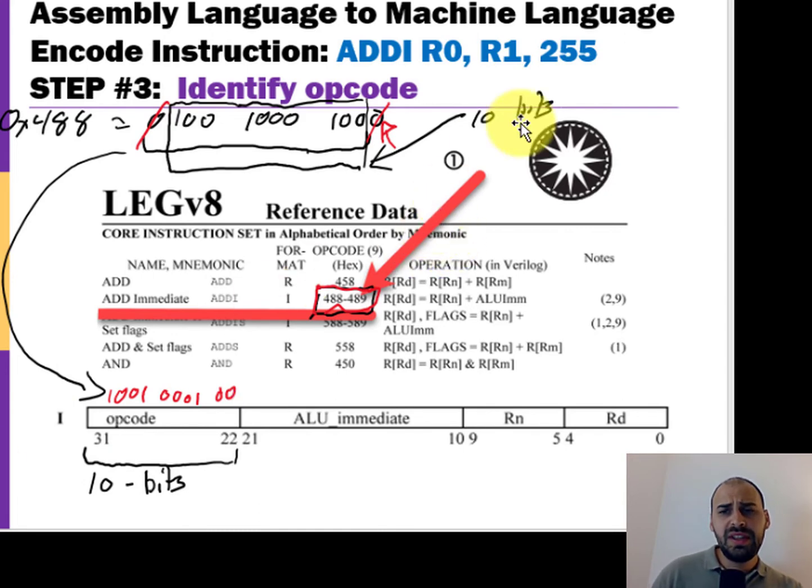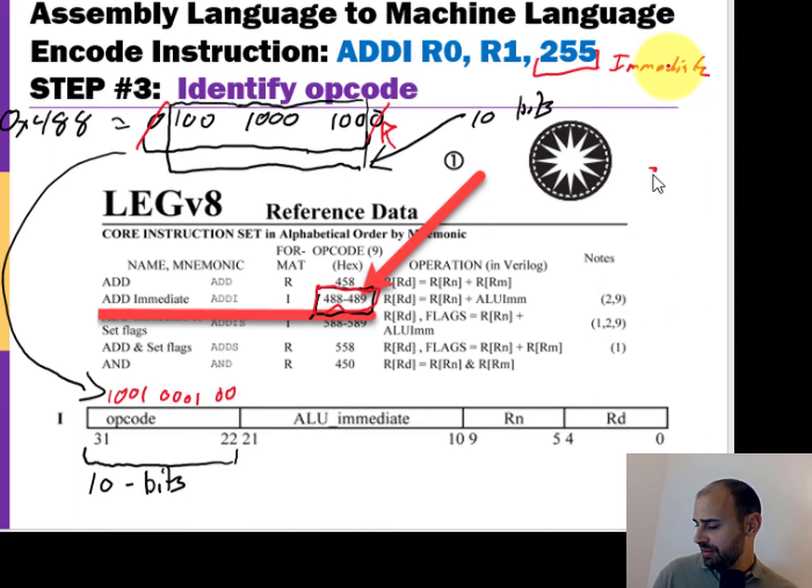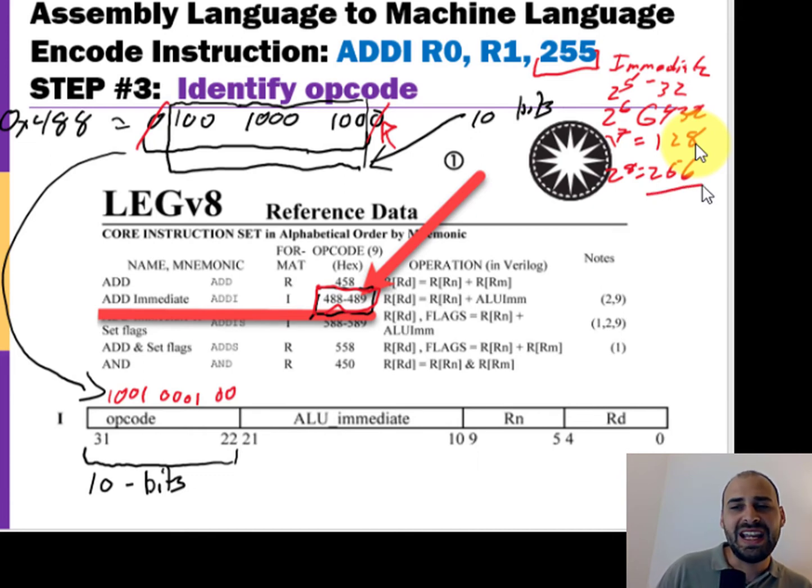Right. We might as well just go ahead and do it. We know the immediate field too. And we could figure this out pretty easily in terms of what 255 is, because if you know your powers of 2, we know that 256 is a power of 2, 128 is a power of 2, 64 is a power of 2, and 32 is a power of 2. This is 2 to the 5th, 2 to the 6th, 2 to the 7th, 2 to the 8th. So 256 is 2 to the 8th.